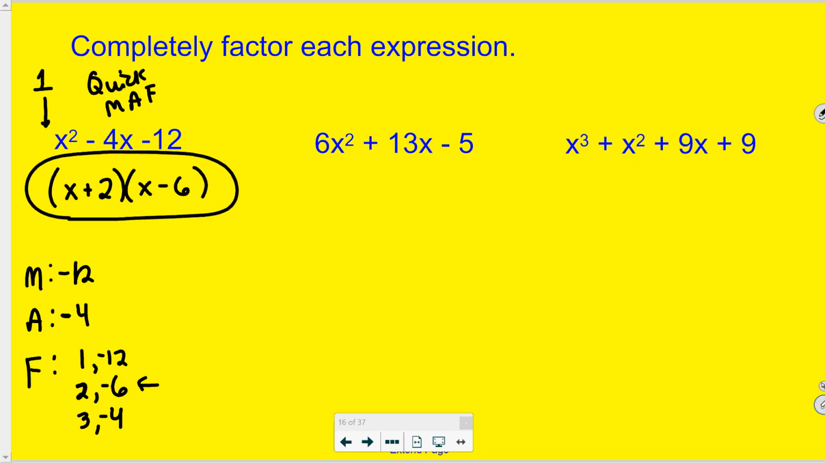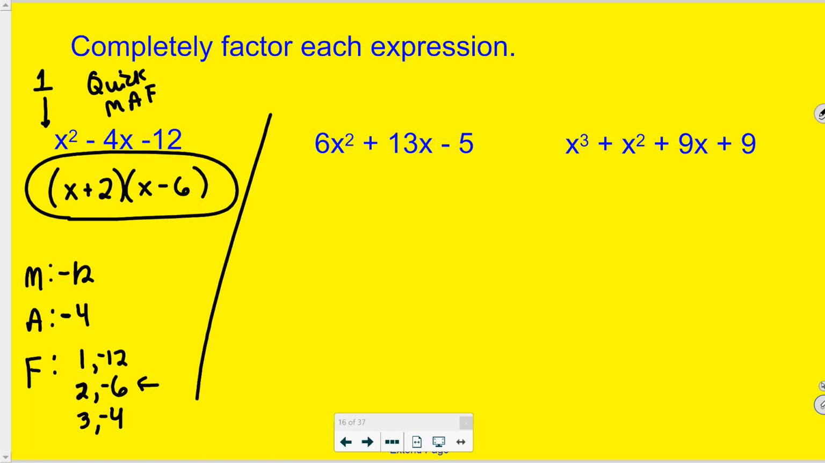You are done. We are not solving. Do not write x equals and then switch the signs in there. You're just factoring at this point. There's no equals 0. We do not have to complete the rest of it. Don't do more than you have to on the final exam.